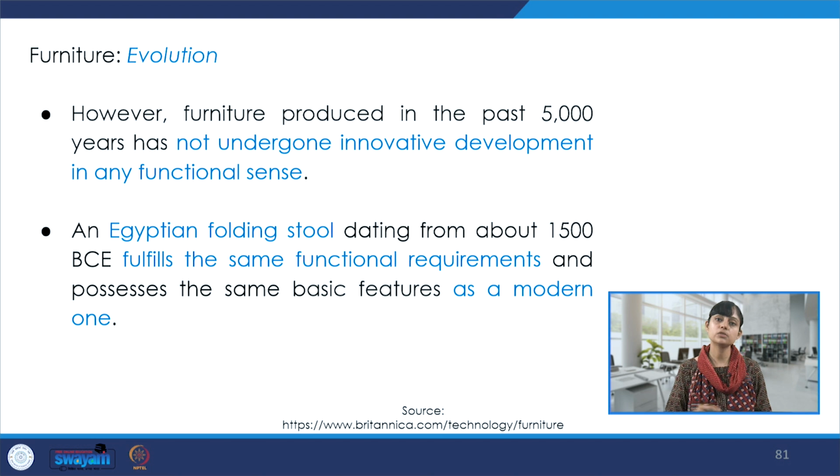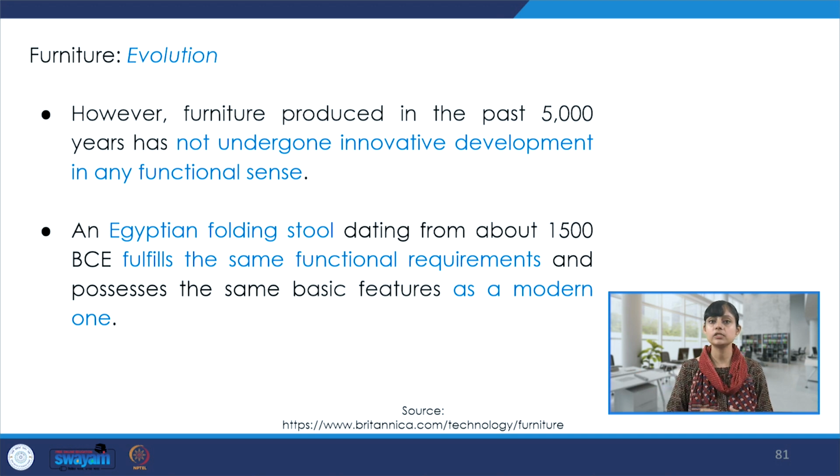Furniture produced in the past 5,000 years has not undergone innovative development in any functional sense, largely speaking. But of course, we do talk about sustainable development goals, life cycle assessment and circularity, and trying to use materials which are unconventional and produce less harm to the forest and the environment, etc. So of course, that's also a part of the evolutionary trajectory.